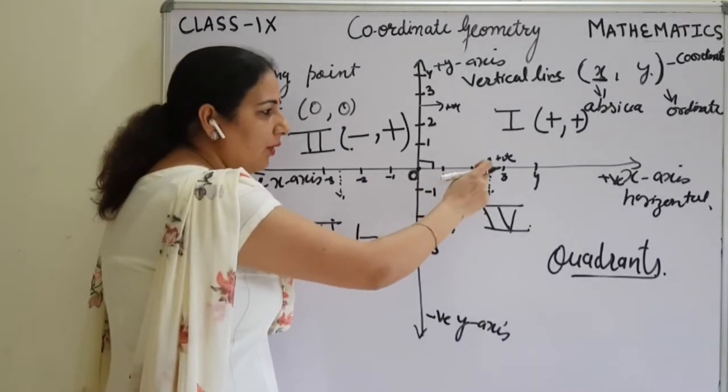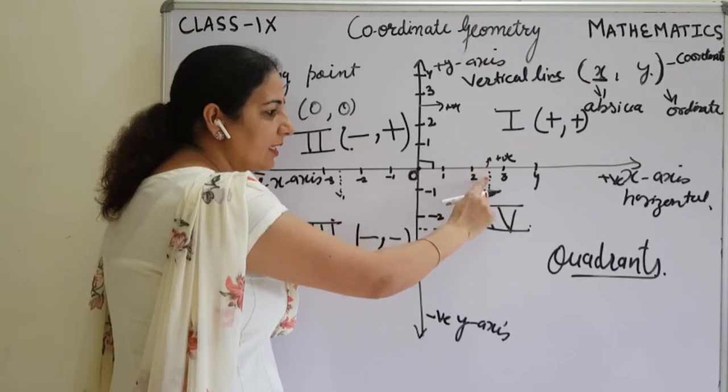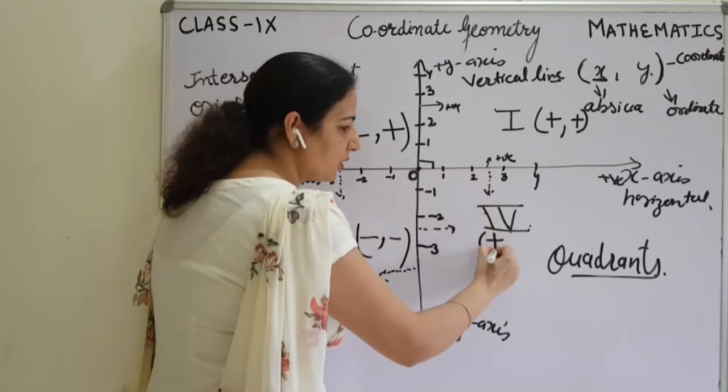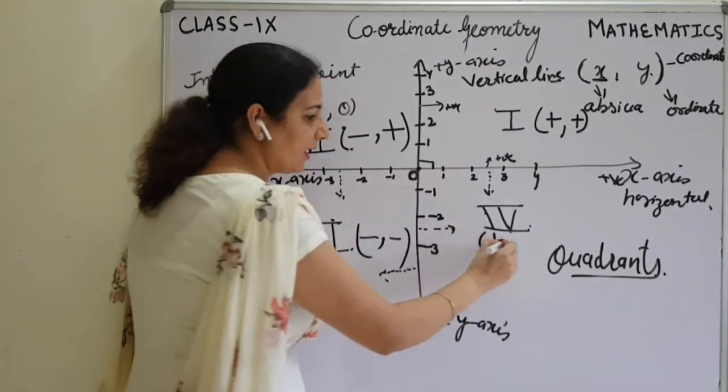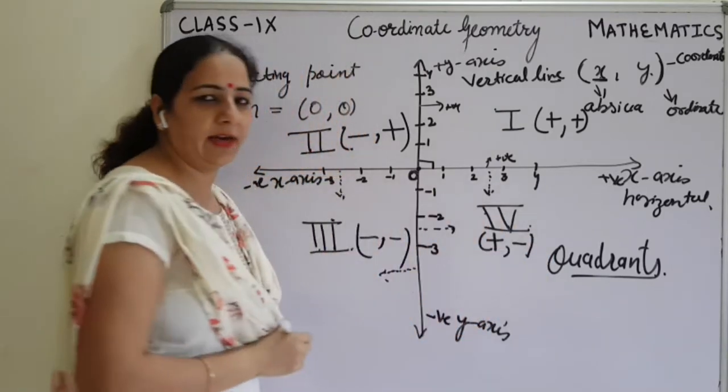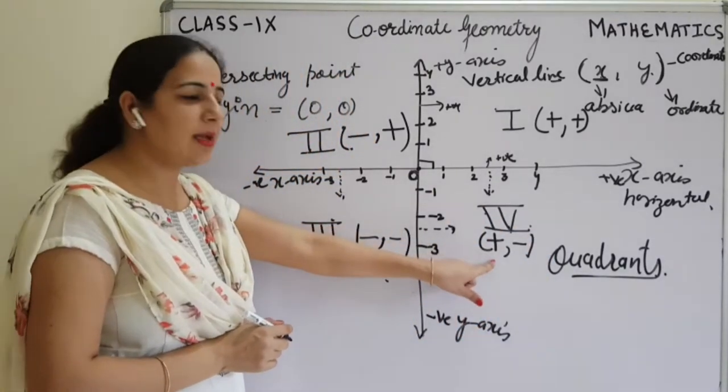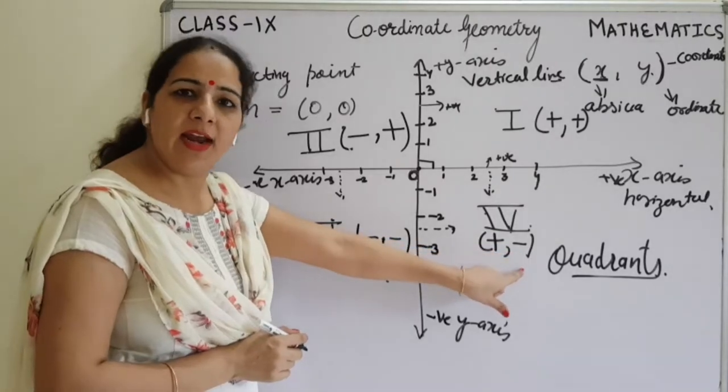So in the fourth quadrant, first focus on the x-axis. The x-axis is positive here. What about the y-axis? The y-axis is negative here. So in the fourth quadrant, the points will be positive and negative.